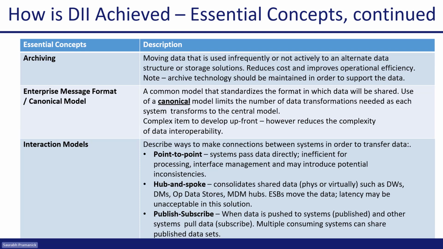Then you also have the interaction models that basically will help you to make the connections between the systems whenever you want to transfer the data. Now, these interaction models could also be of different types. For example, you have point to point, between point A and point B, where the data interaction is happening directly.